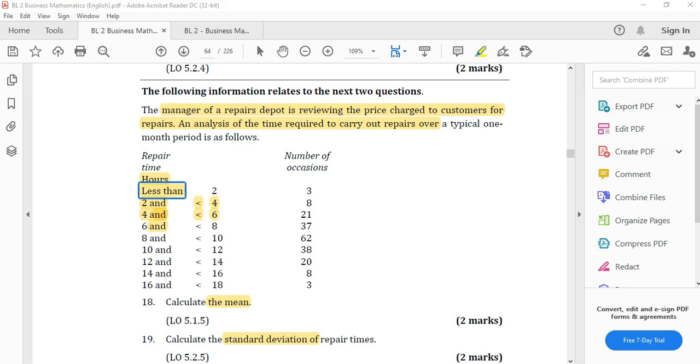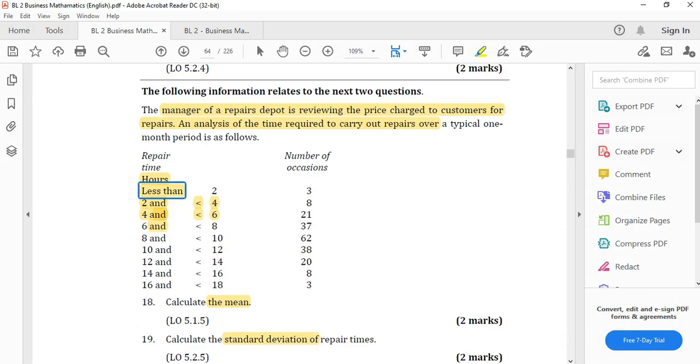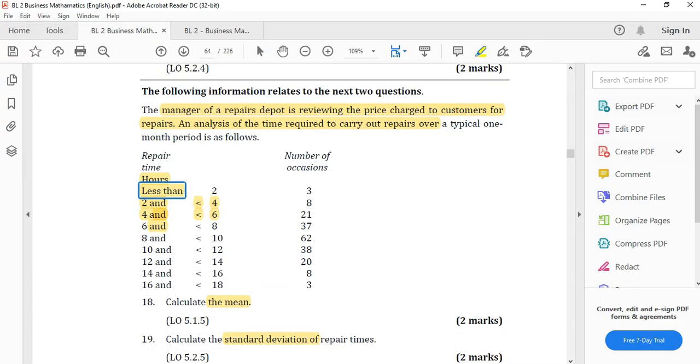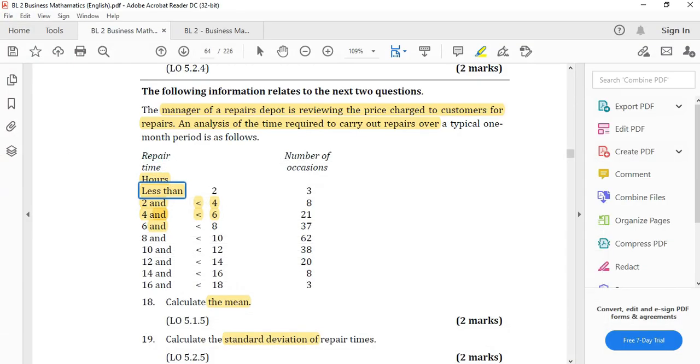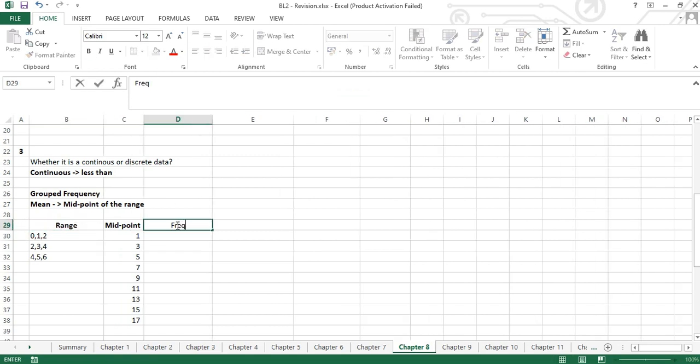This is the place where you have to be careful. 4, 5, 6 is 5. So I won't write anymore. I'll go on: 6, 7, 8, 9, 11, 13, 15 and 17. Fine. And the number of occasions. So this is basically the midpoint, this is the range, and this is the frequency.